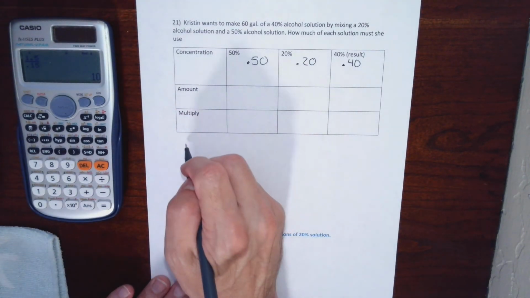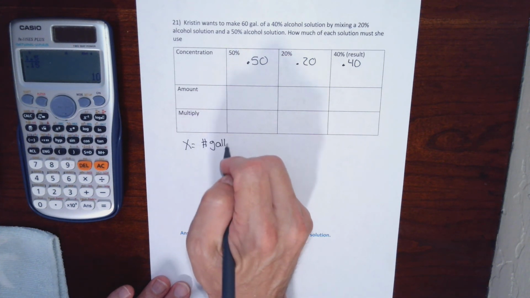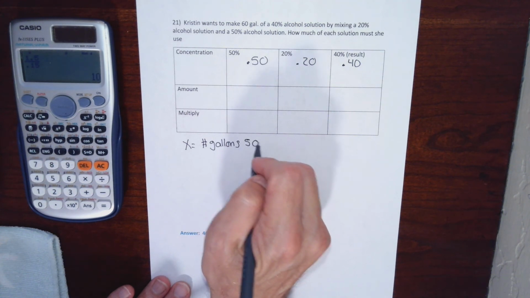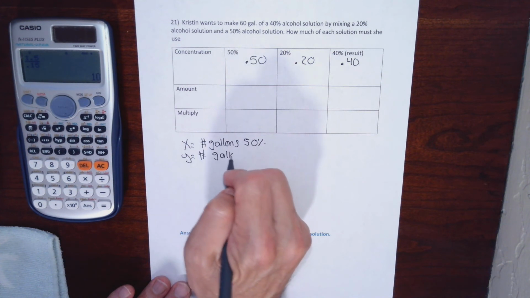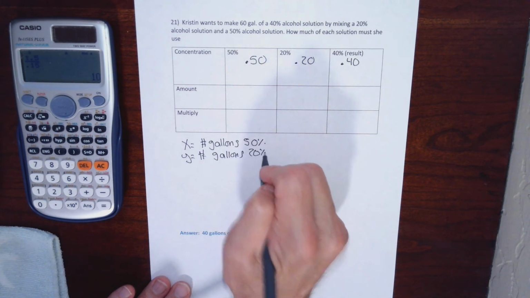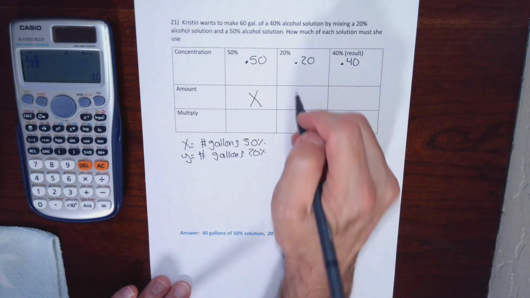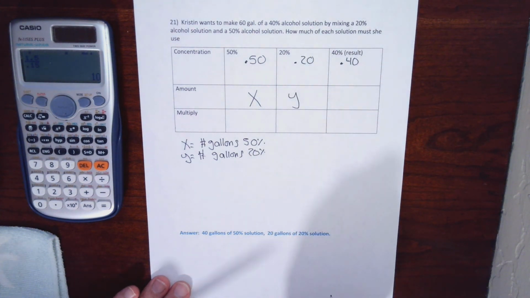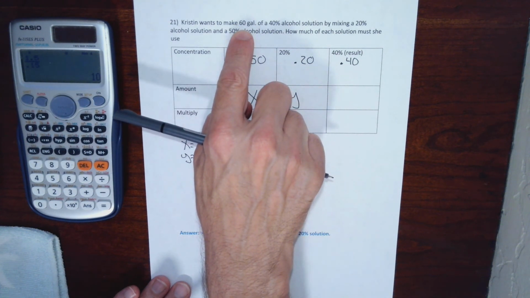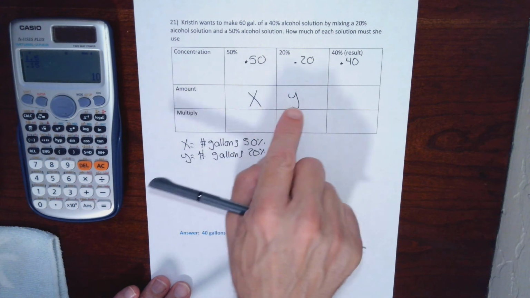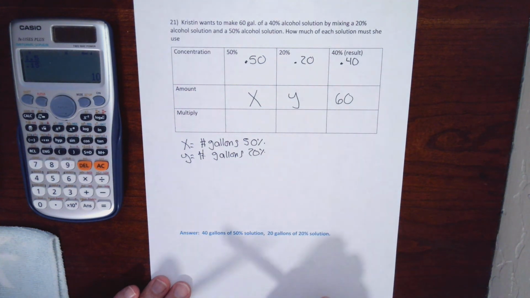I'm going to let x be the number of gallons of the 50% solution, and y be the number of gallons of the 20% solution. And so under the amount of 50% solution, I'm going to write x. Under the amount of 20% solution, I'm going to need y. And between the two, I'm making 60 gallons total, so the amount of 50% solution plus the amount of 20% solution needs to give me the 60 gallons total that I'm trying to get.